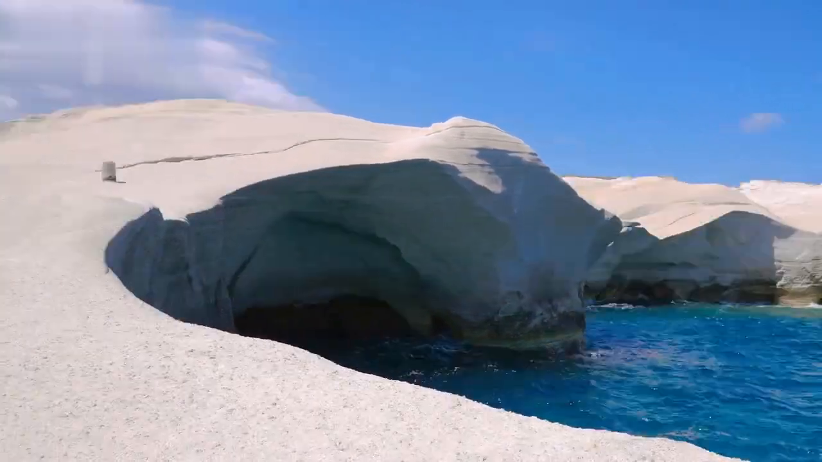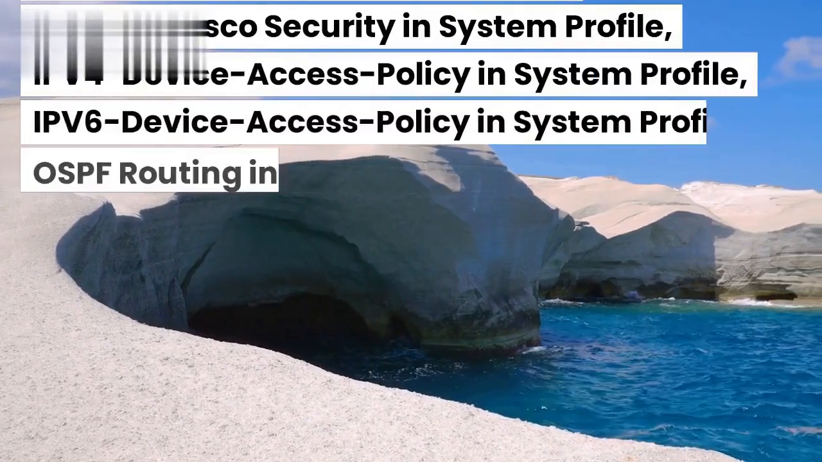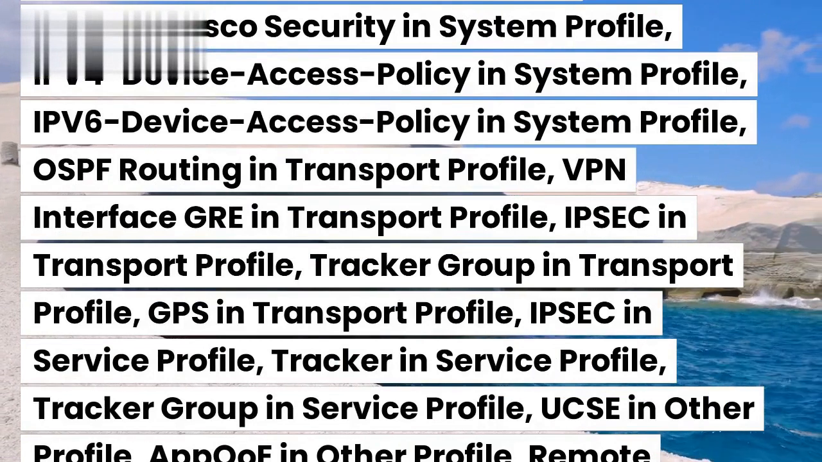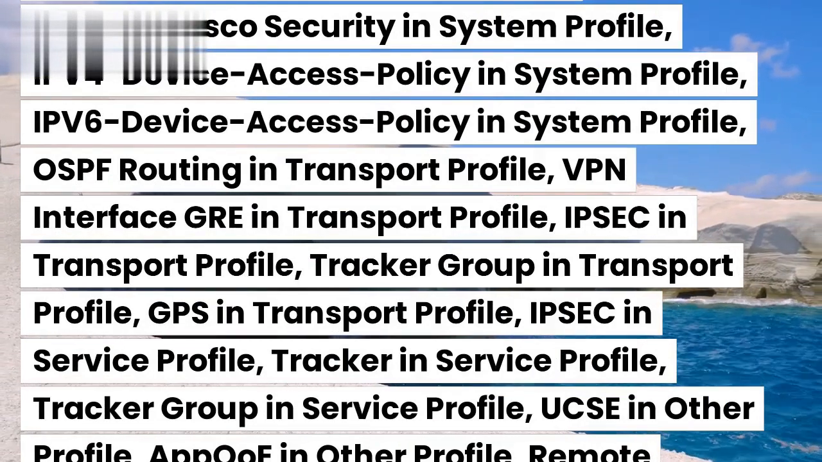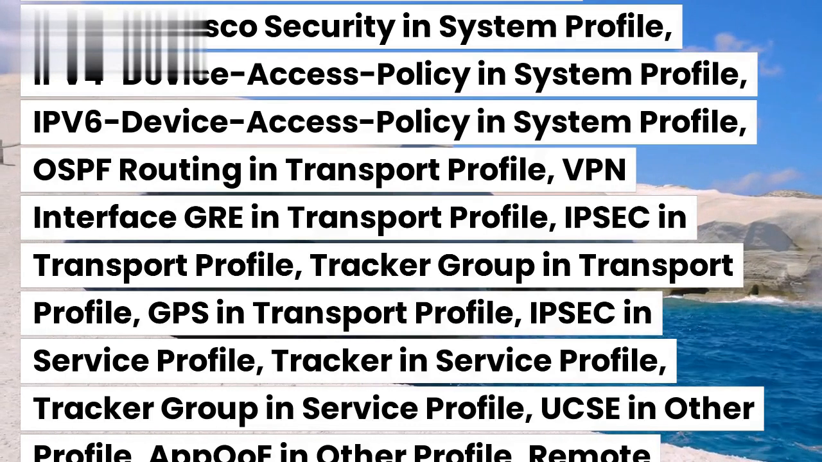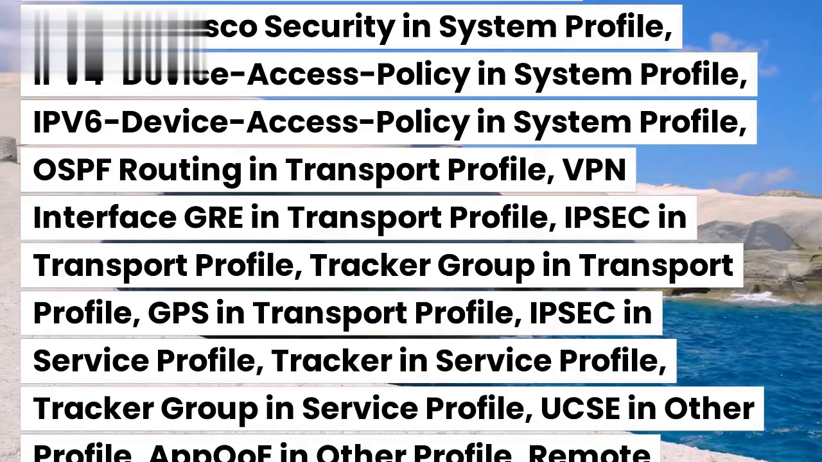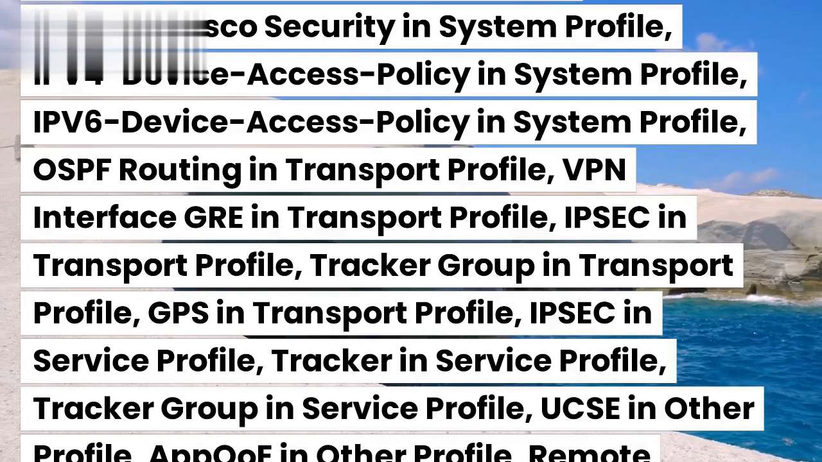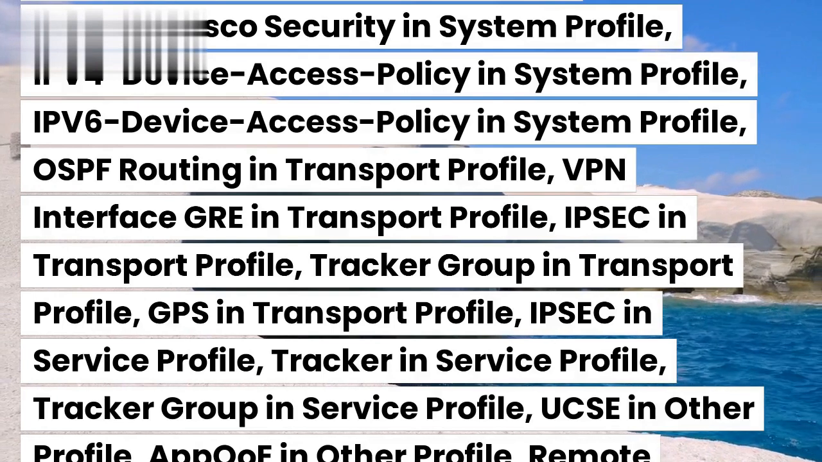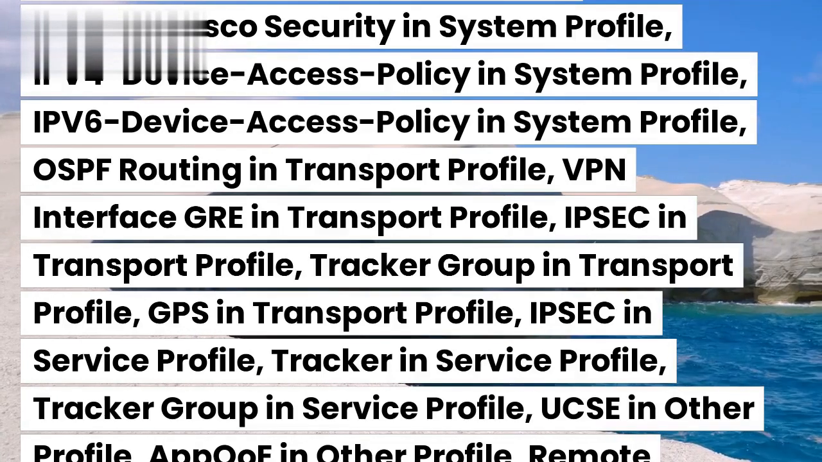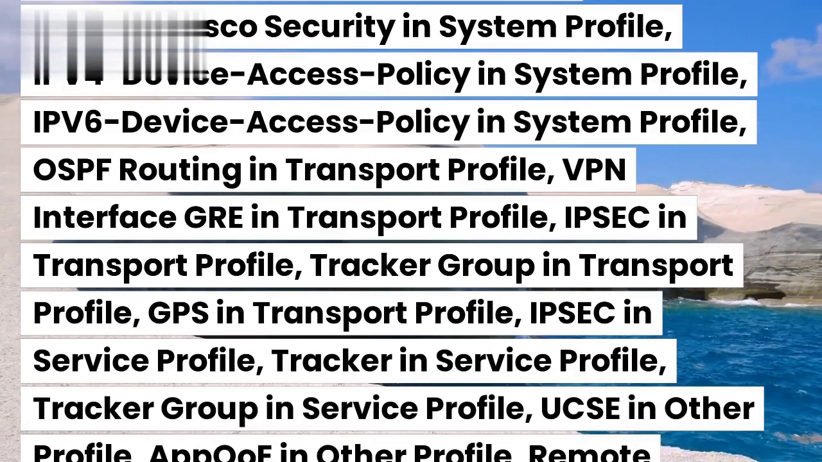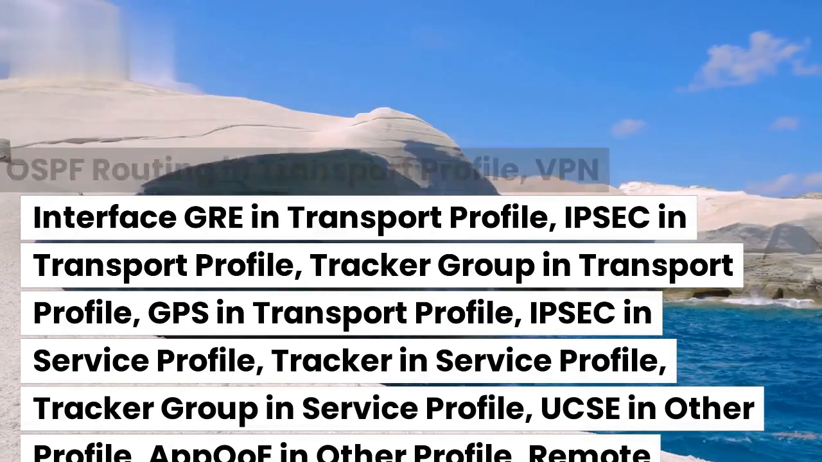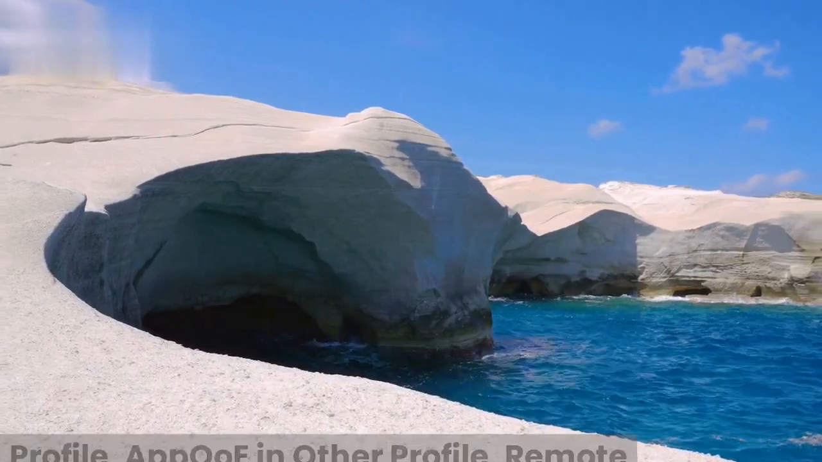Configuration groups and feature profiles: Cisco Security and System Profile, IPv4 Device Access Policy and System Profile, IPv6 Device Access Policy and System Profile, OSPF Routing and Transport Profile, VPN Interface GRE and Transport Profile, IPsec and Transport Profile, Tracker Group and Transport Profile, GPS and Transport Profile, IPsec and Service Profile, Tracker and Service Profile, Tracker Group and Service Profile, UCSE and Other Profile, APQC and Other Profile, Remote Access Feature and System Profile.